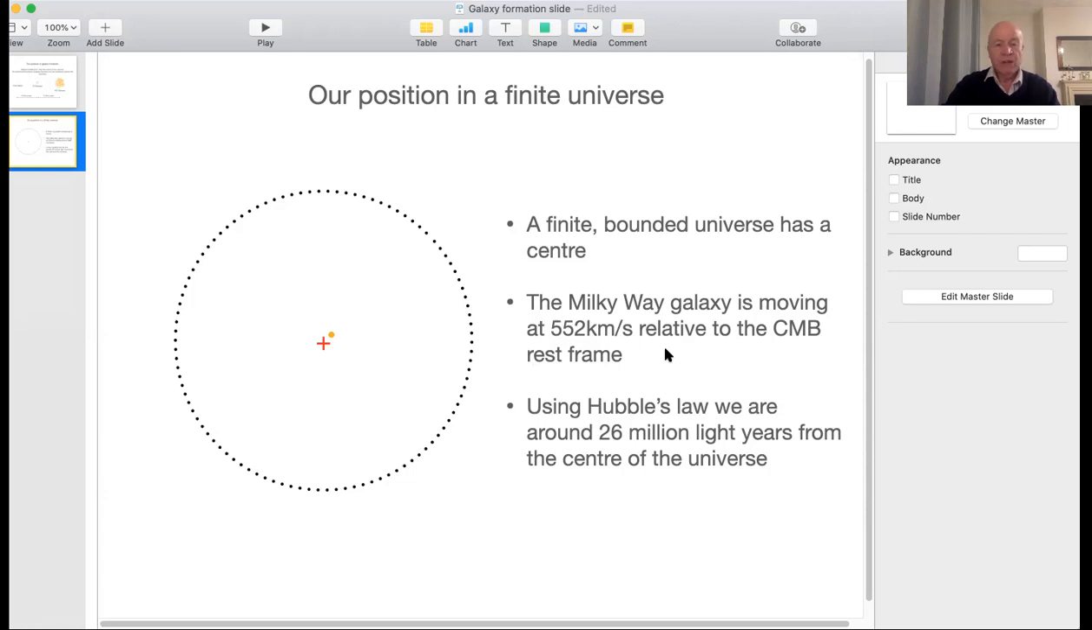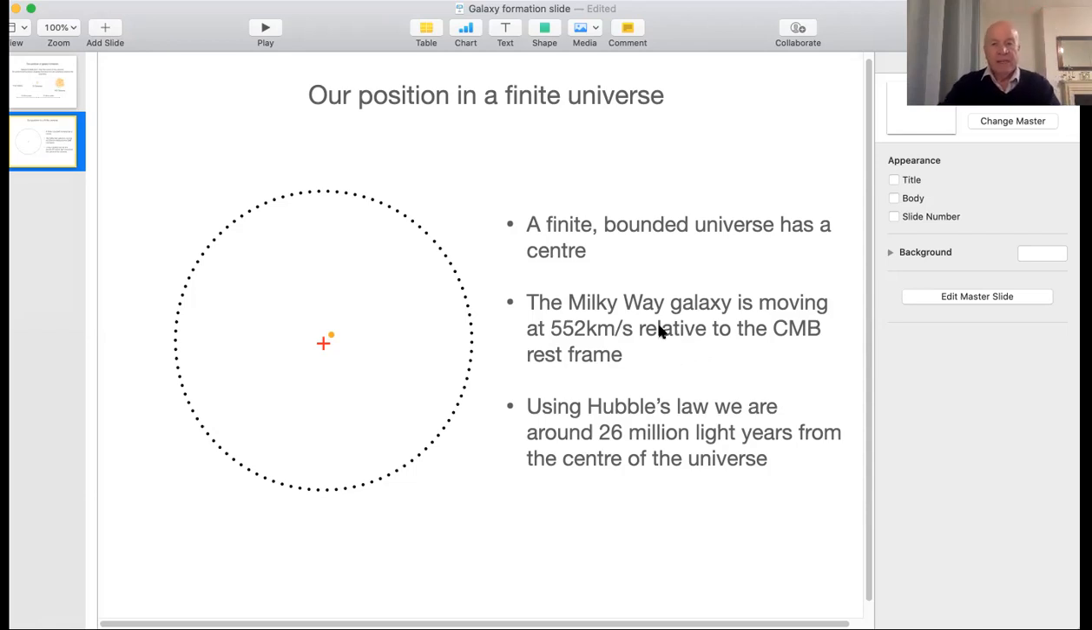So we can use Hubble's law to work out that the Milky Way is around 26 million light years from the center of the universe. And also from this direction of this velocity, we can work out the position of the center of the universe relative to the Milky Way galaxy.